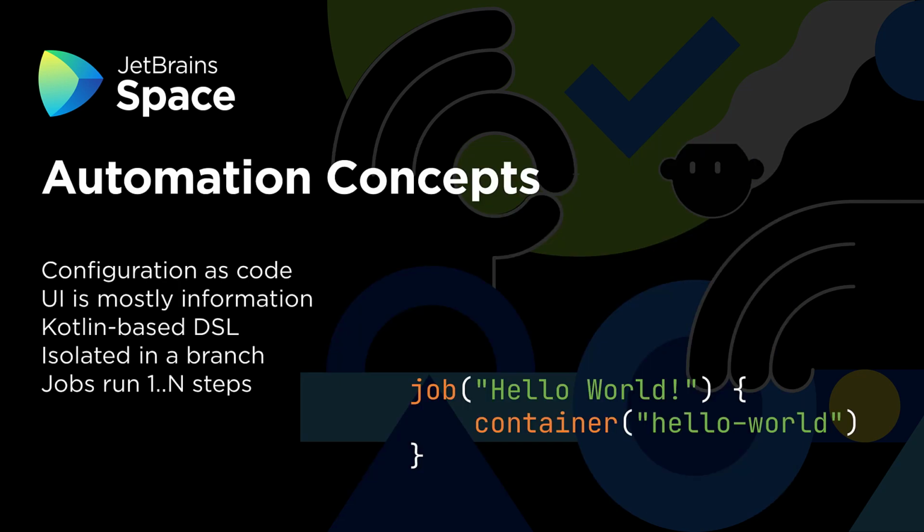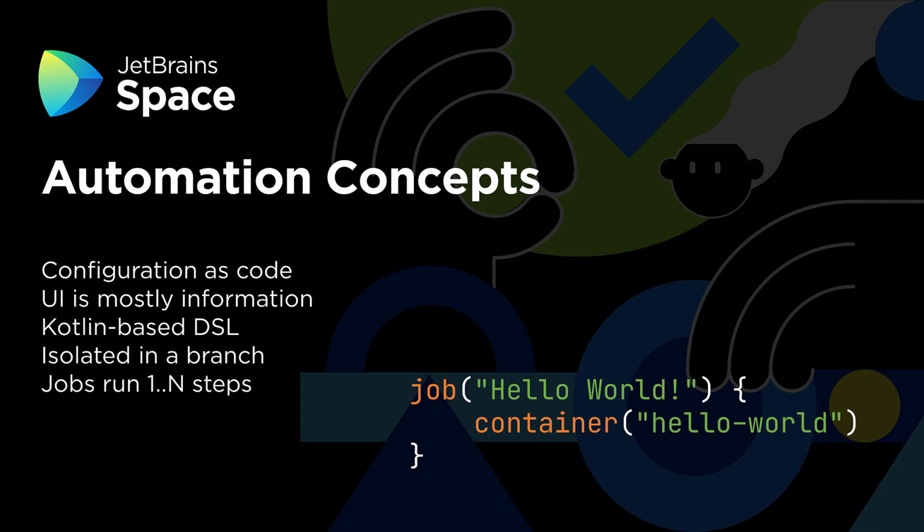In Space automation, everything is code. So the configuration of your entire automation job is going to be code. The UI that you will see in Space itself is mostly informative. What you will see is all of the details of your build, mostly in a read-only fashion. There are few configuration options that you can actually do through the UI. Most of the configuration is going to be as code.